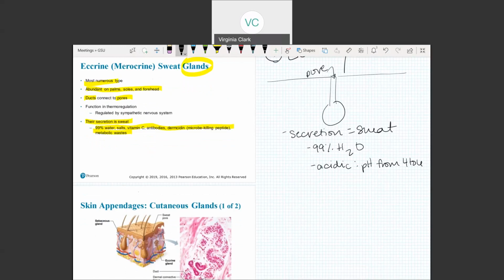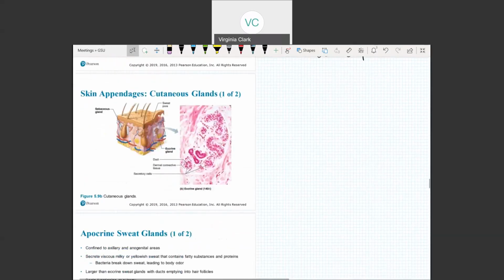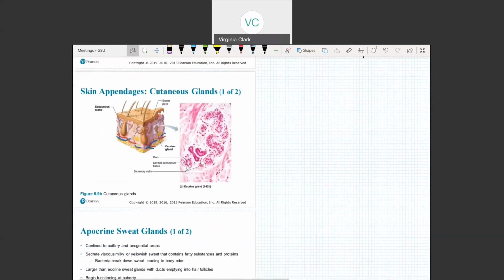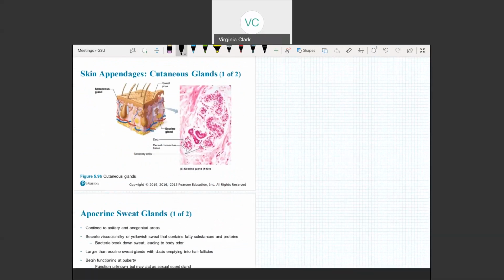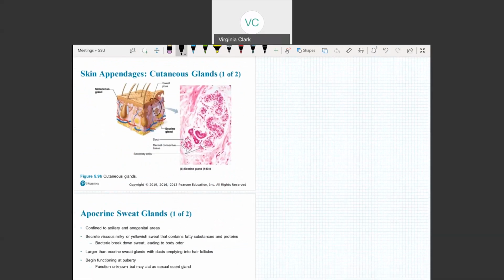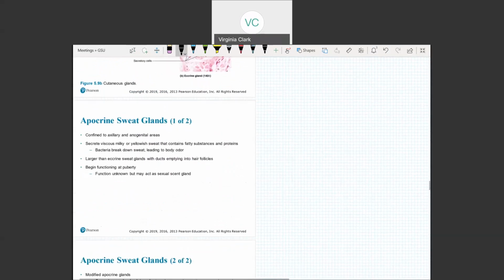And this is going to be regulated through the sympathetic nervous system from the autonomic nervous system, if you're familiar with branches. And the goal of this is to really help us from overheating, which we know from the first chapter with the negative feedback cycle. So this is what you actually think of when you think of a sweat gland. Here you go.